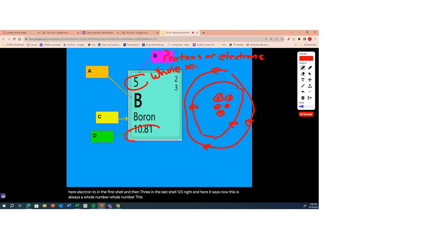Okay, this is the bigger one. This is your atomic mass. Okay, and we round that. So we're going to call that 11. Subtract the 5 and that gives me 6 neutrons. So I've got 1, 2, 3, 4, 5, 6. That's what my atom looks like. Boron's the name, and that's the element.